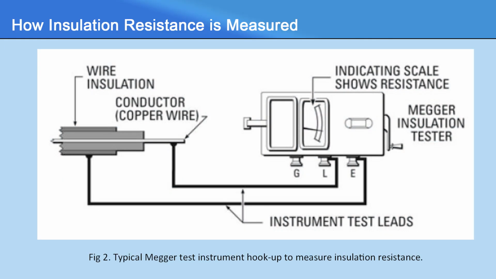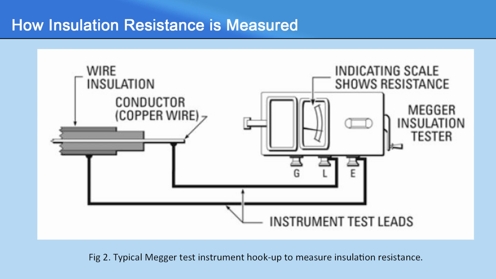This method is non-destructive, that is, it does not cause deterioration of the insulation. The generator can be hand cranked or line operated to develop a high DC voltage which causes a small current through and over surfaces of the insulation being tested, and it is shown in figure 2. So figure 2 shows the typical Megger test instrument hooked up to measure insulation resistance.